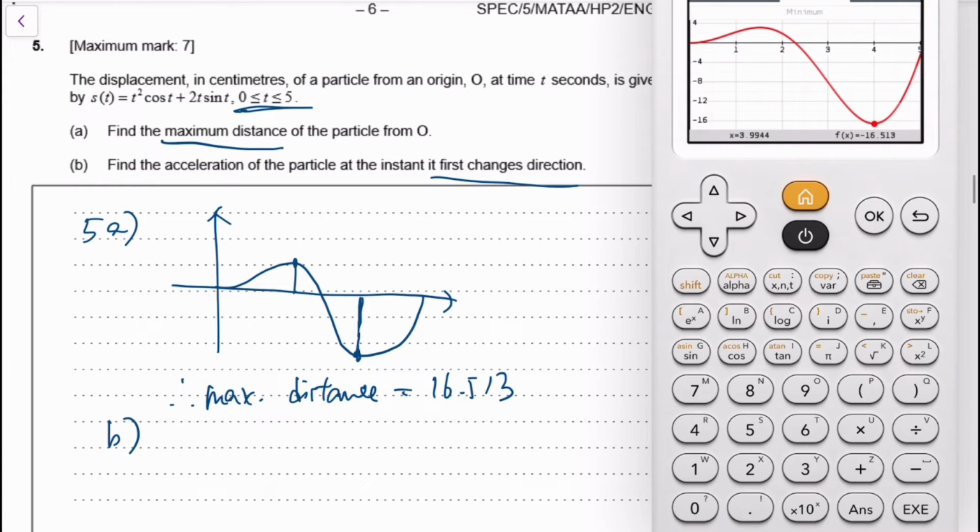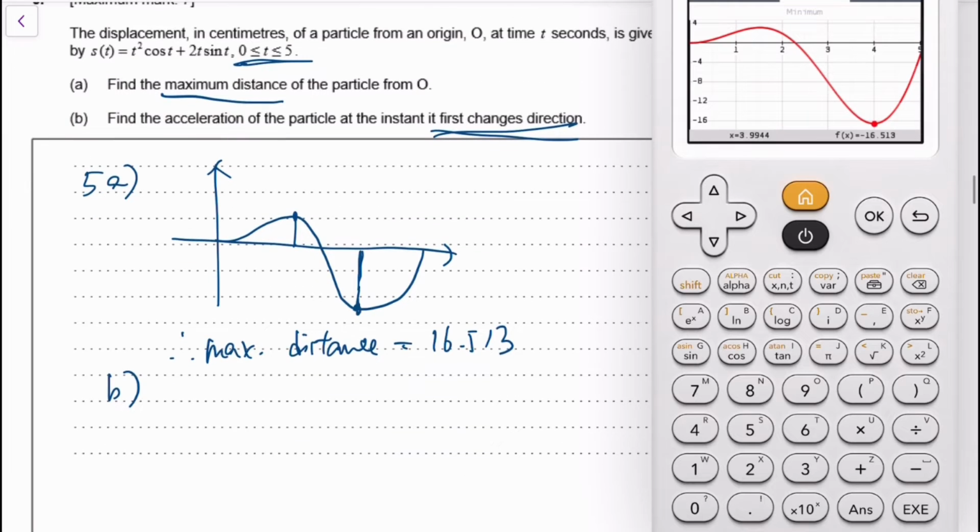B. Find the acceleration of the particle at the instant that it first changes direction. Okay. So apparently what we first need to know is when does it first change direction. If you think about it, how do you know if a particle is changing direction? So you change direction if you do this or do this, right? Okay, so this is the moment that you change direction.